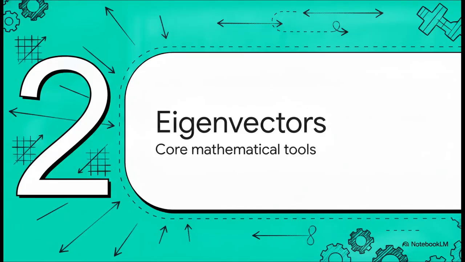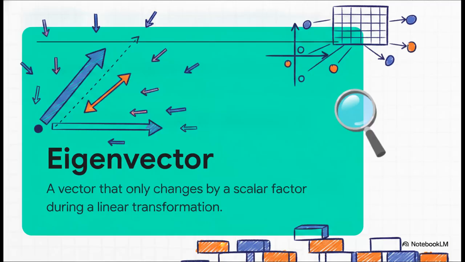Section 2. Determinants and eigenvectors. To actually break down these matrices, we need specific tools. Let's start with eigendecomposition, which means we need to understand what an eigenvector actually is. By definition, an eigenvector is a vector that, when you apply a linear transformation to it, changes only by a scalar factor, which we call the eigenvalue. The key here? It retains its exact original direction. You can really think of these as the crucial atomic building blocks of our mathematical analysis. They're showing us the primary axes along which our data is organized.